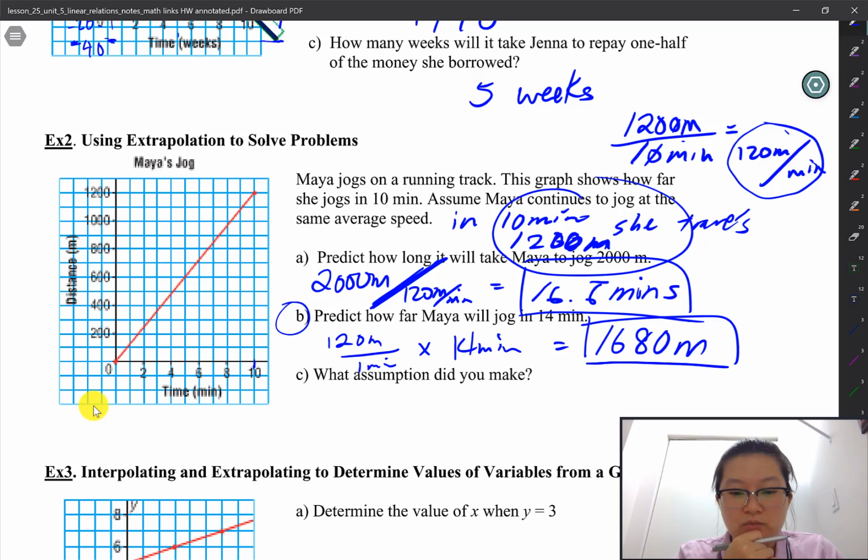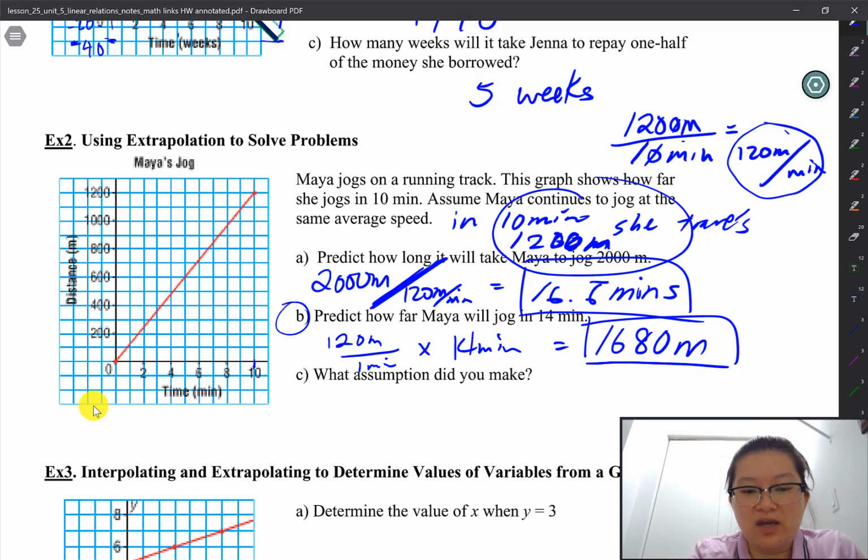Last question, what assumption did you make? Now, when we extrapolate data from a graph, we have to assume that the pattern continues in the linear relationship as shown. If it deviates from that straight line, then our extrapolation would not make sense because we assume that the pattern continues. The pattern for this graph is Maya's jogging speed. Notice I used her jogging speed in question A and B. If her jogging speed changes, then my prediction for A and B would be false.